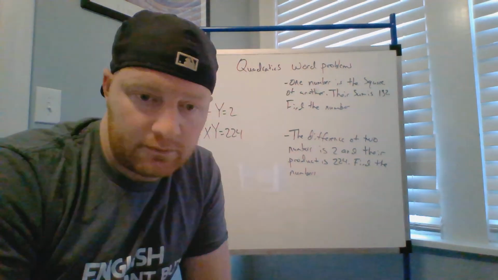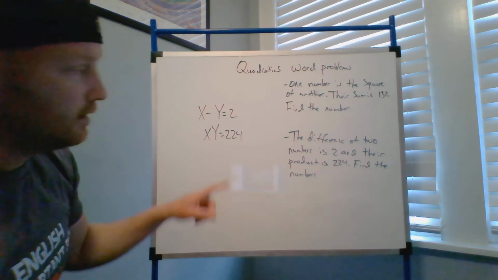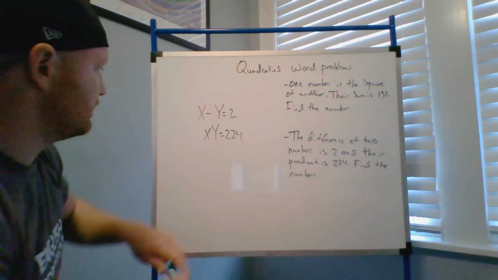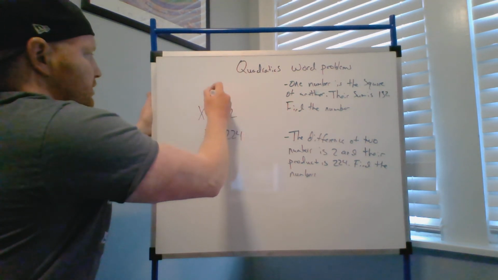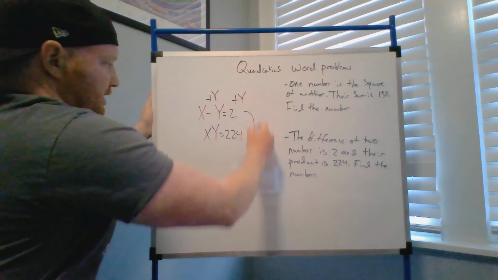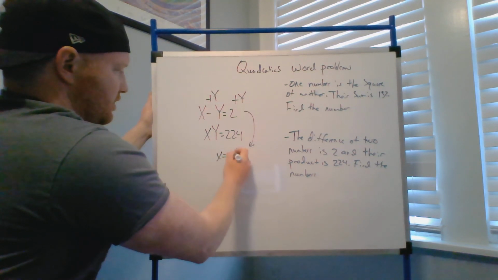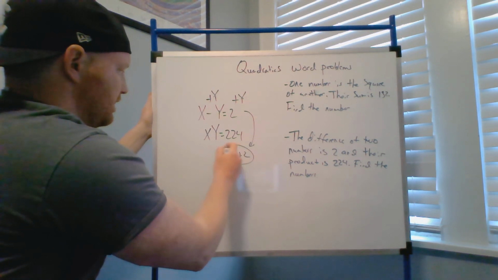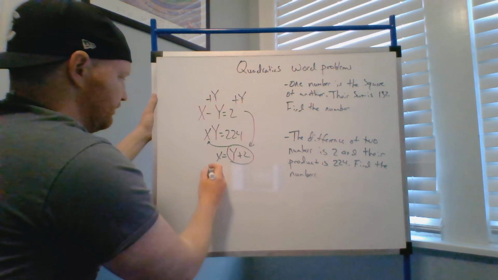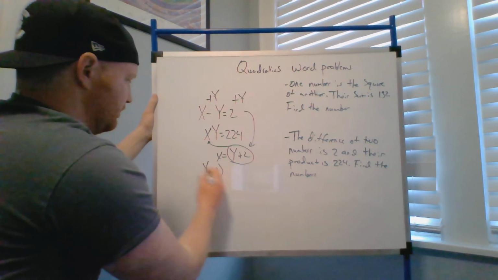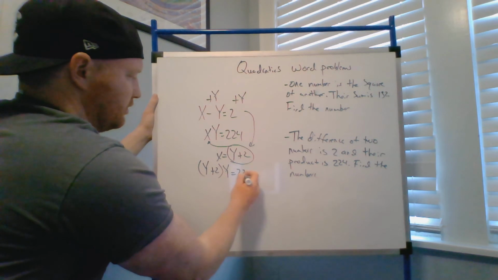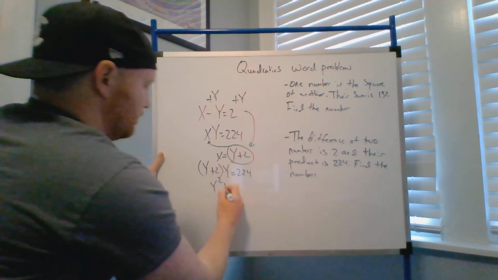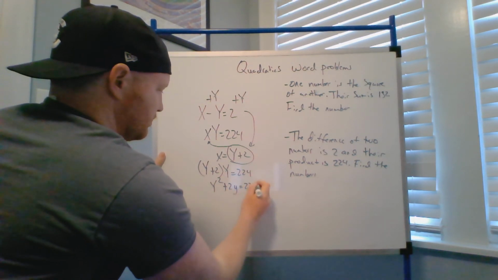Now, in order to do this one, I'm not going to mess with this yet. I'm going to mess with this one. I'm going to add y to both sides so that I can get x all by itself. So now this equation looks like this: X equals y plus 2. Now that I know what x equals, use our knowledge of substitution and put this in place of x right here. And now let's solve. So I've got y plus 2 times y equals 224. Y squared plus 2y equals 224.